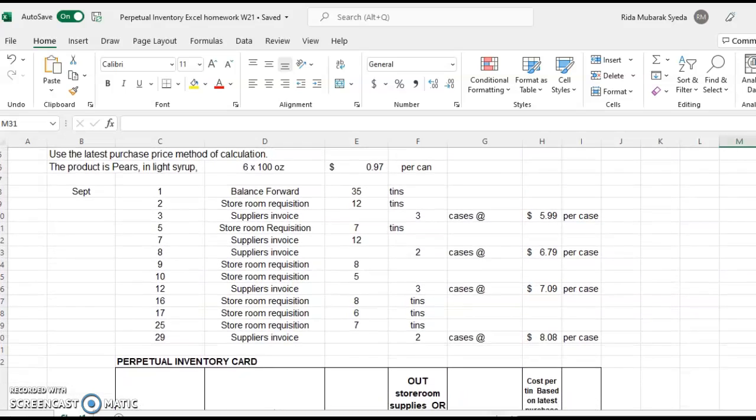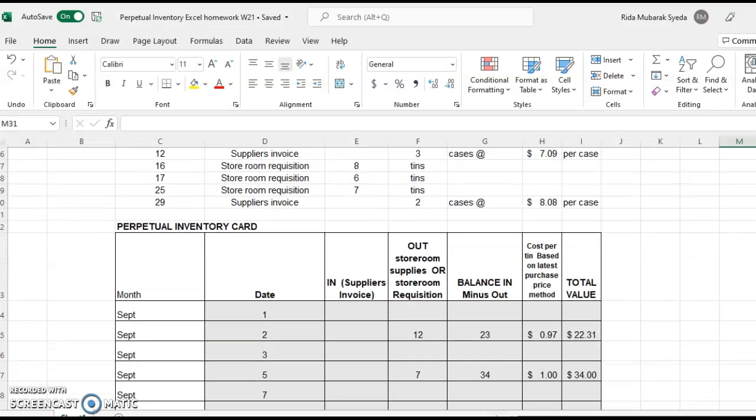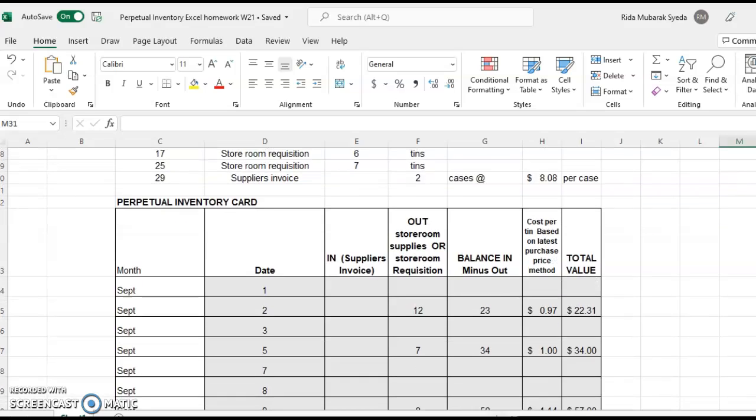So first we have September 1st, which is balance forward, and there's 35 tins. And since that's the balance forward, I mean that's what we're starting off with, it always goes under invoice, supplier's invoice. So we'll add that over here, 35. And since we started off with that and we didn't lose anything, the balance will stay 35.